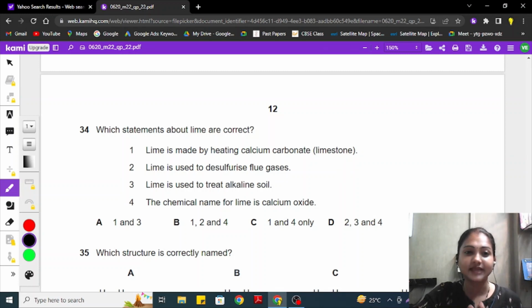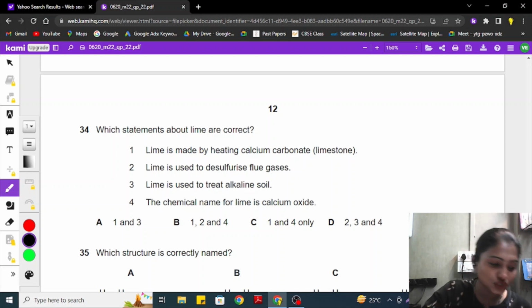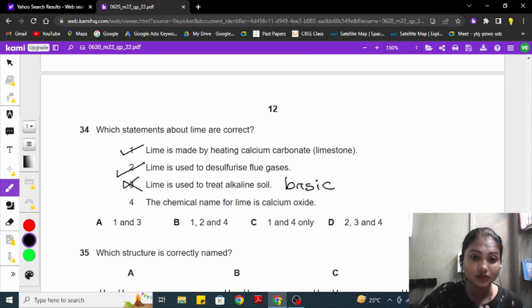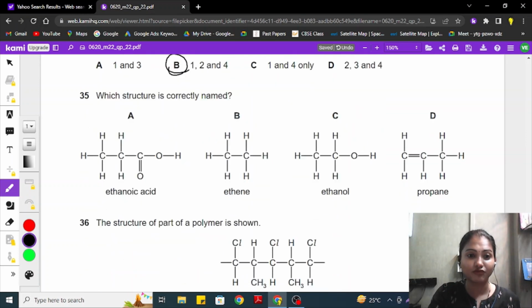Moving forward, which statement about lime is correct? Okay, let's see. Lime is made by heating calcium carbonate, which is limestone. Yes, it is correct. Lime is used to desulfurize flue gases. Lime is used to treat alkaline soil? No, it is itself basic in nature, so it can't be used to treat alkaline soil. The chemical name for lime is calcium oxide. Yes, it's correct. So here we come with option B, which is 1, 2, and 4.